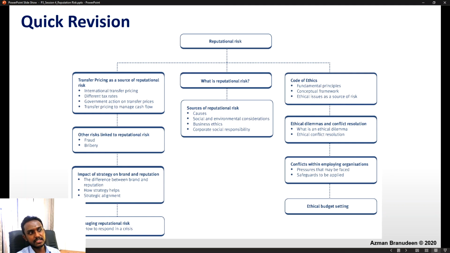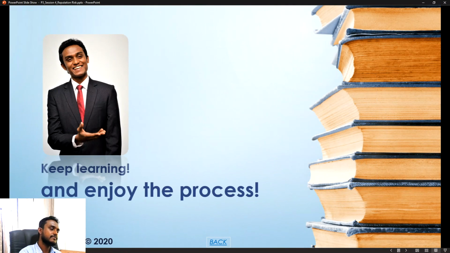What are the dilemmas and the conflict aspect of things? Especially not only at the individual level, but also at the organizational level. And on the other end, we looked at transfer pricing as a source of reputational risk, the various angles that governments and countries and companies look at transfer pricing, other aspects like fraud and bribery. Then you looked at strategy and its very close link to brand and reputation, while also understanding that brand and reputation are different. And finally, how can we manage reputational risk? On that note, keep learning and do enjoy the process.